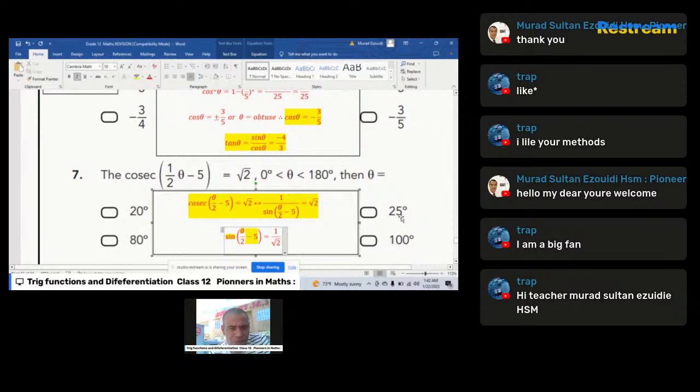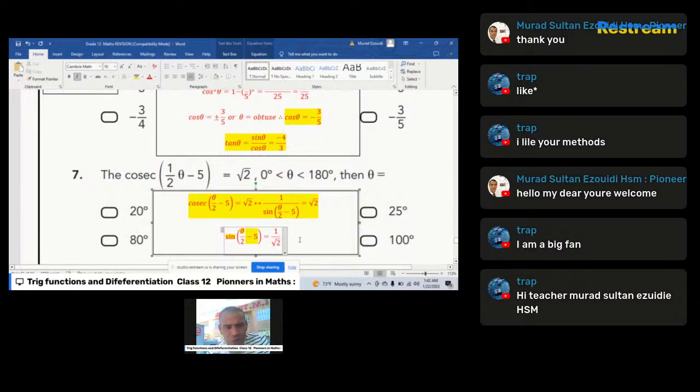Then this one, 25 divided by 2 is 12.5, minus 5 is 7.5. It's different to 45. But 100 divided by 2 is 50, 50 minus 5 is 45. And sine of 45 is 1 over root of 2. Therefore, this is the correct answer.